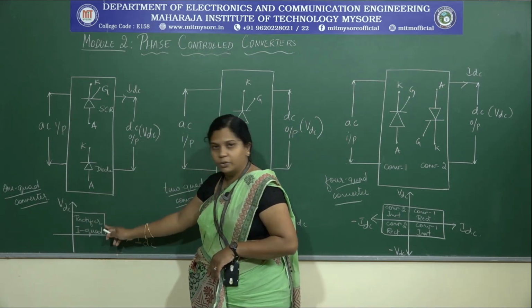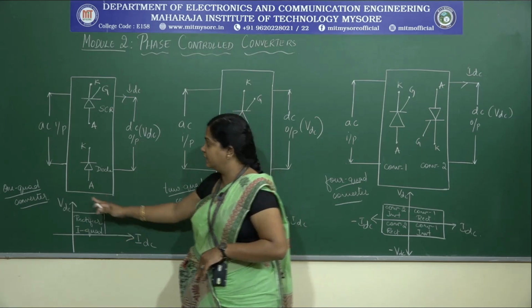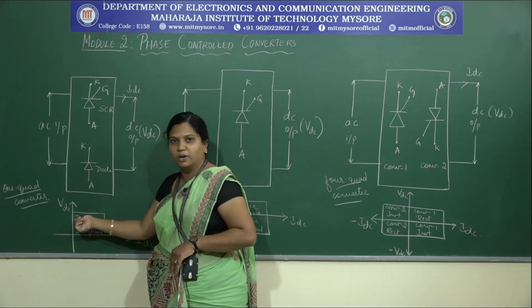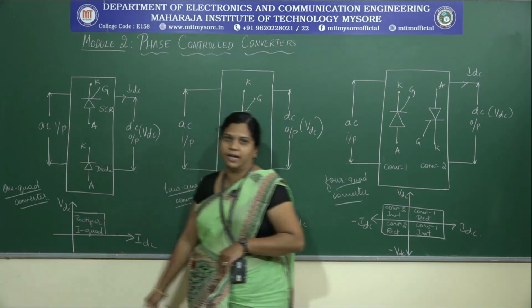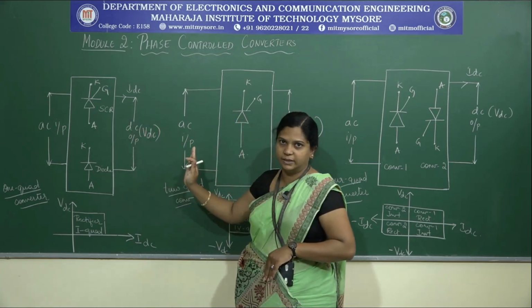When voltage and current are both positive, it is the first quadrant operation, and here AC is being converted to DC. So, we can call it the rectification action. We are converting the input AC to the output DC.